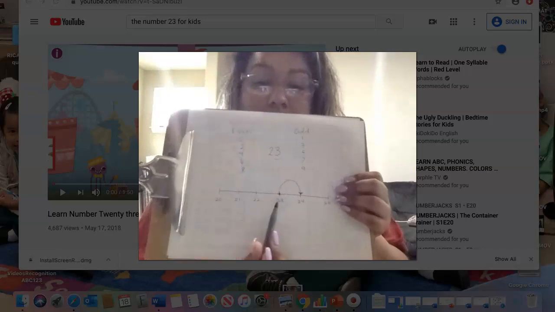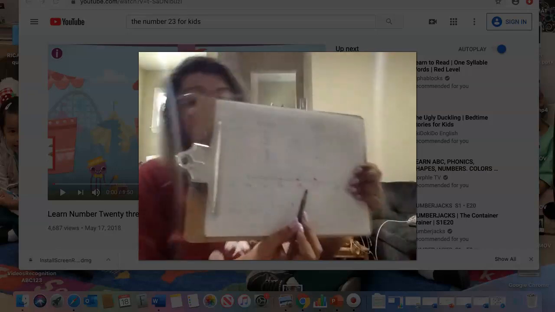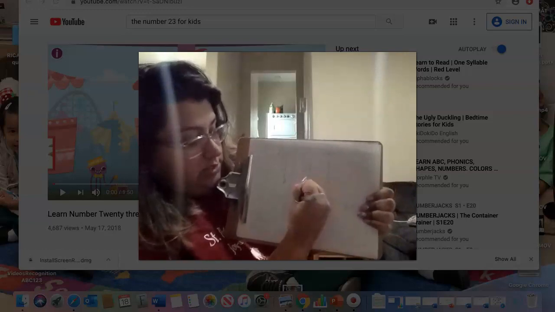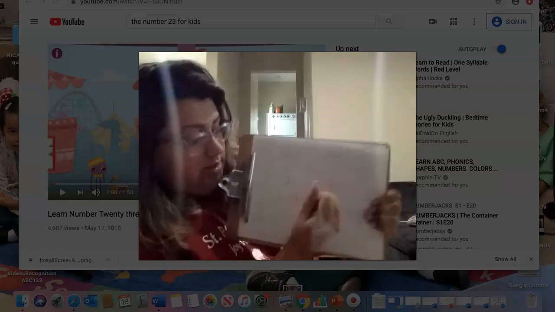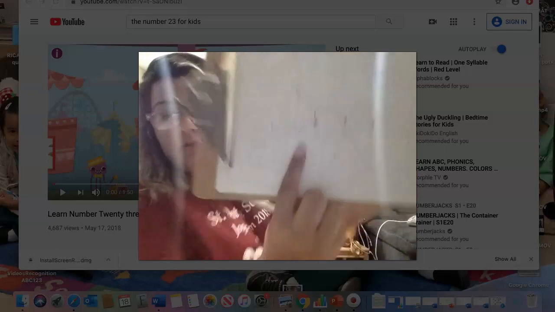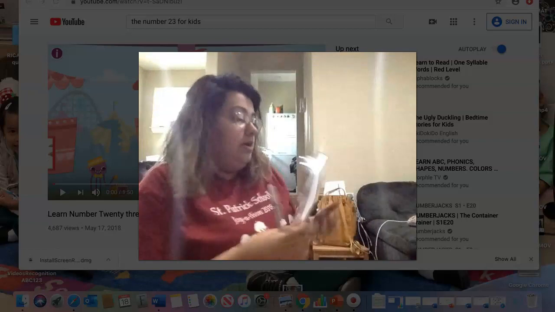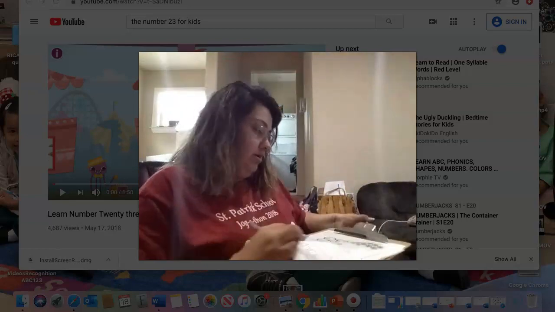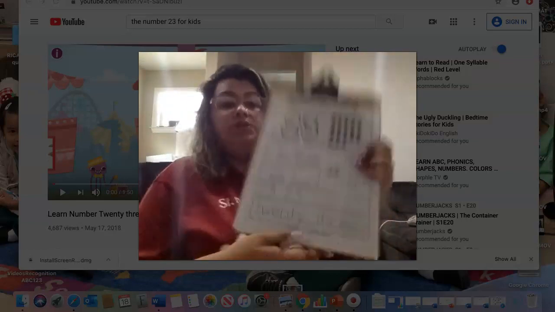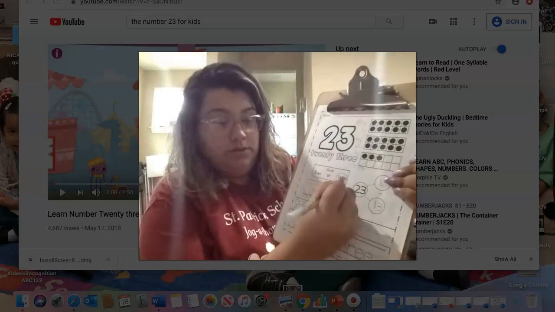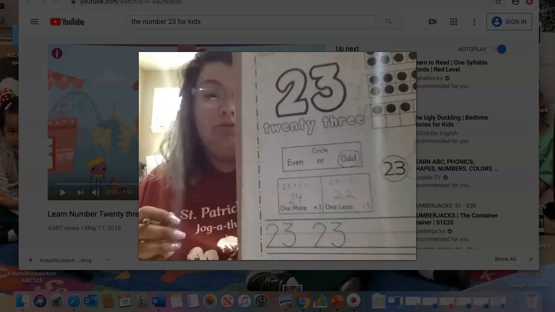So I'm going to go to my 23 and I am going to jump back one time. So let's jump backwards. And now that means Miss Lila only has 22 gumballs. Okay, so we're going to write 22. So remember, 22 is a 2 and a 2. So we're going to write 22 in our second box.